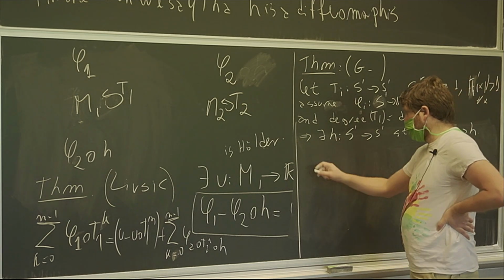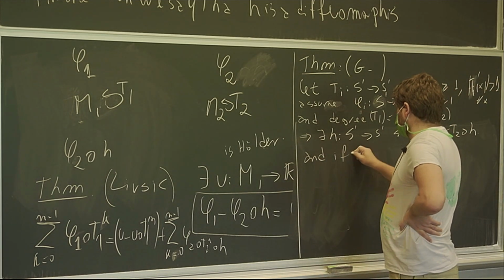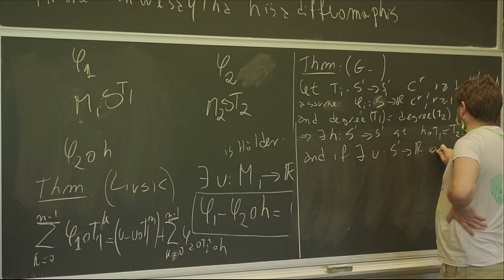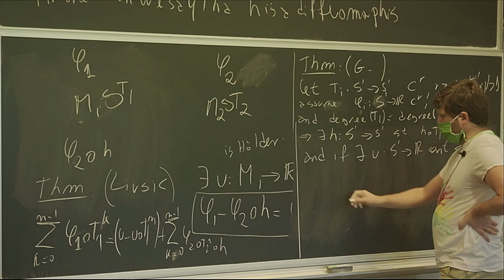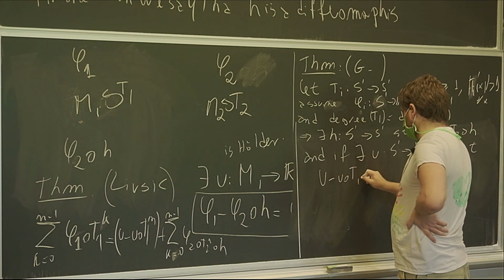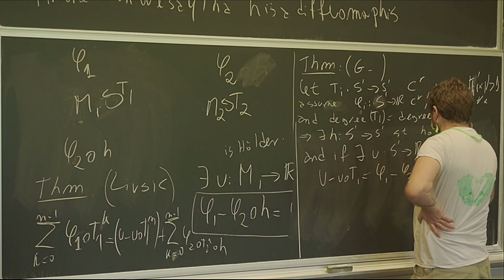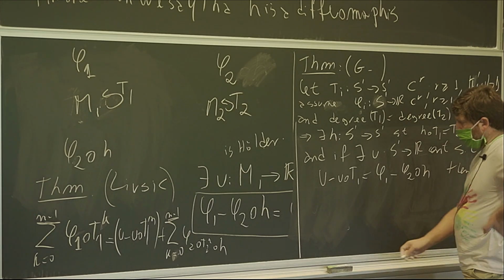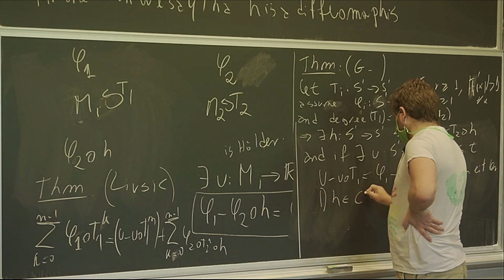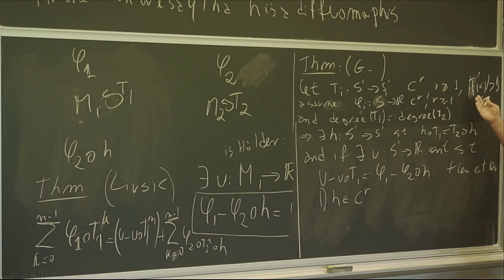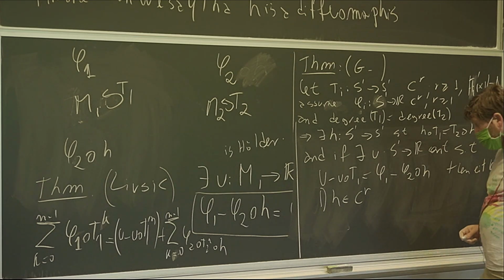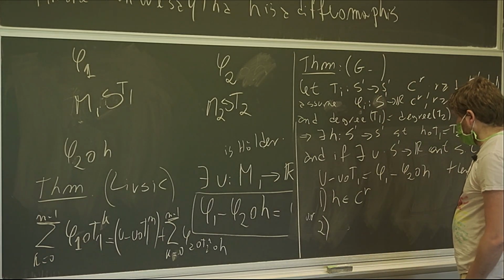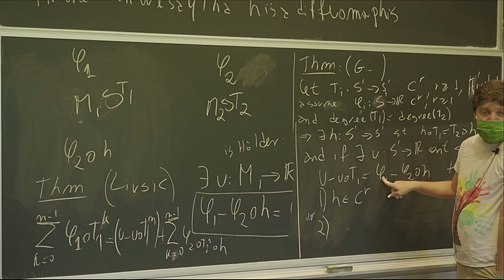And if there exists a continuous U such that U minus U composed T1 equals phi 1 minus phi 2 composed H, then either 1, H is in CR, so H is as smooth as it has to be, or 2, phi 1 was 0 essentially, or constant.